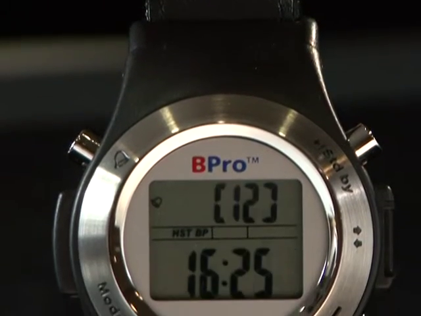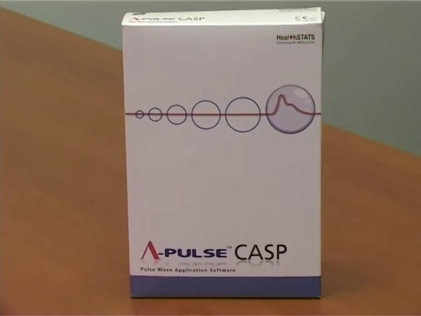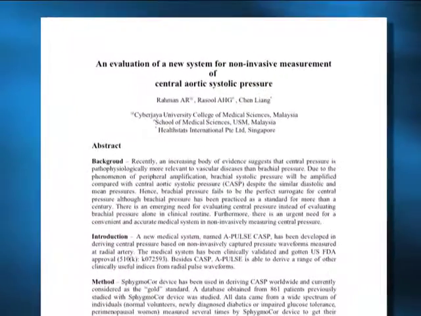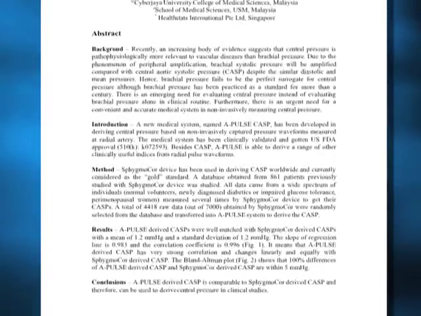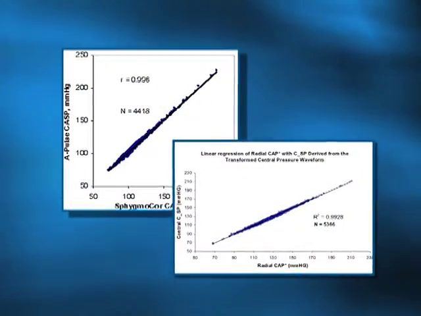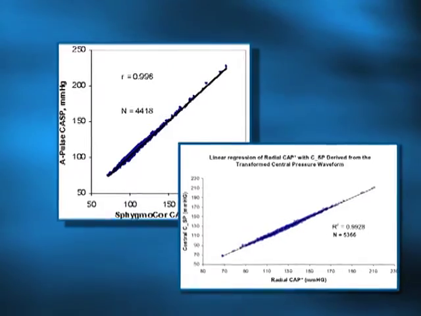We call it B-Pro, a patented, FDA-approved software which will calculate your central aortic pressure very accurately. This has been validated over more than 10,000 patient waveforms. We have done a comparison between the gold standard and our central pressure, and the accuracy is as close as 0.996. Can you imagine, with 10,000 patient waveforms, we can get that kind of close accuracy?